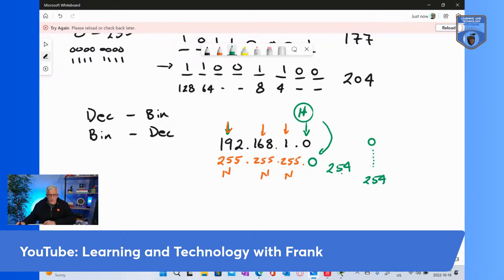And you might say, well, what about 255? That's considered the broadcast address. And in fact, 0 is considered the network address. So I really have everything from 1 to 254 that I can assign to devices on my network. If I reference 0, I'm talking about the whole network, the 192.168.1 network. And if I reference 255, I'm sending a broadcast signal to every device on that network.